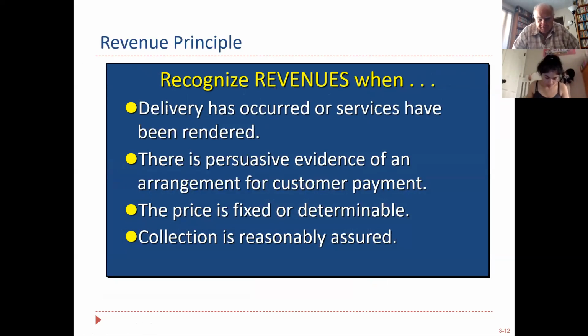The revenue principle. Revenues are recognized when you've delivered the product or performed the service. That's when you record it. It has nothing to do whether you got paid or not yet. And this is silly. There's persuasive evidence you're going to get paid. The price can be determined and you know you're going to collect it. But this first bullet is the one that counts, huh? Delivery has occurred or services have been rendered. Now you have revenue. You can claim to the world, we sold 20 pizzas today.